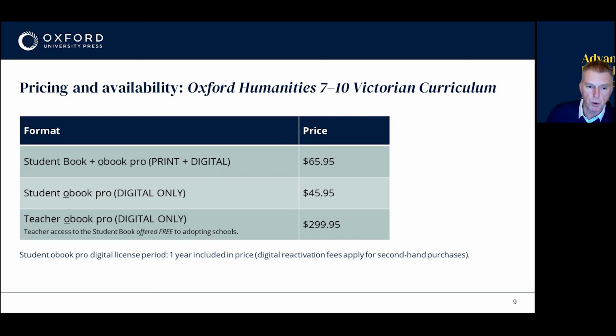Just on pricing, student book plus OBOK, the book, the print and digital, is $65.95. The OBOK Pro, the digital only, is $45.95, and the Teacher OBOK Pro is $299.95. Of course, if your school book lists Oxford Humanities 7 to 10 or any year level, then that Teacher OBOK is provided complimentary. The Student OBOK Pro Digital is a license period of 1 year, and after that there is a digital reactivation fee of $19.95.